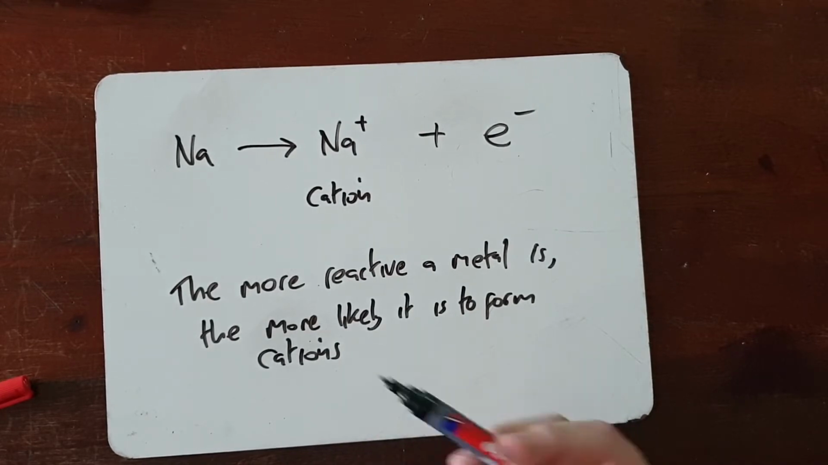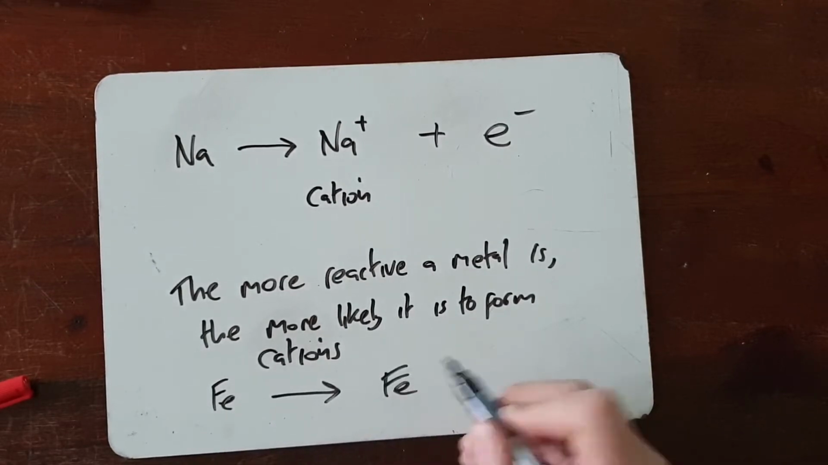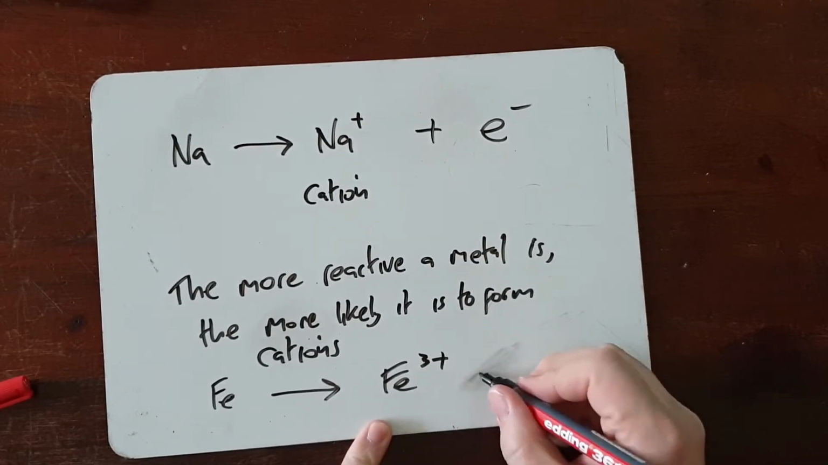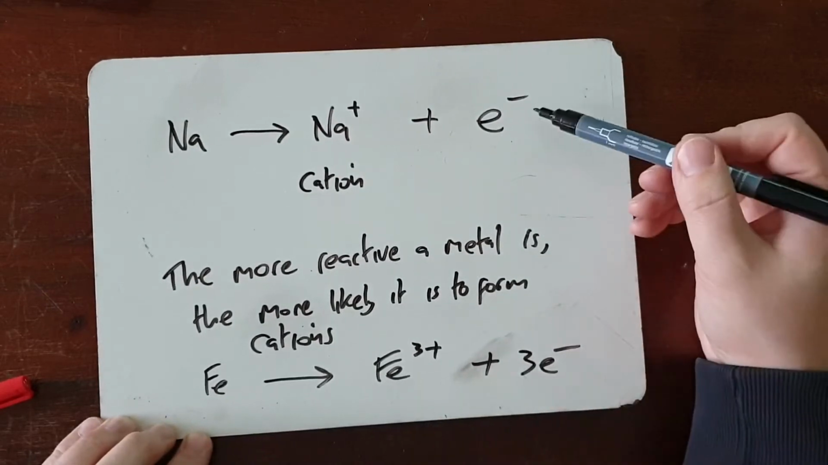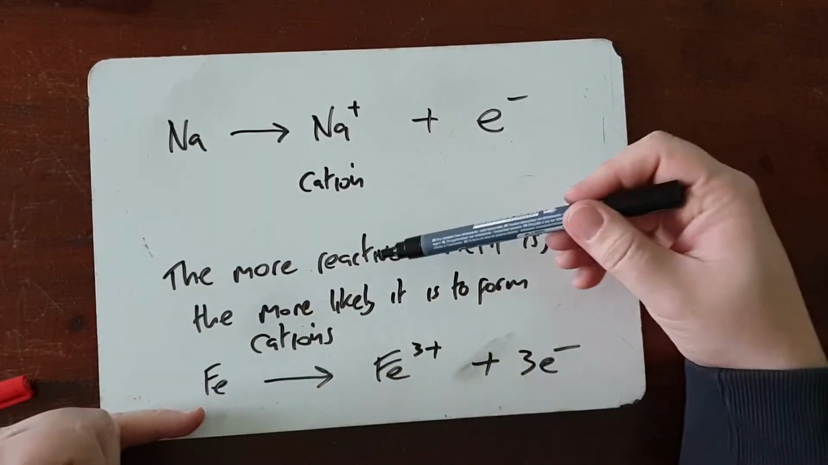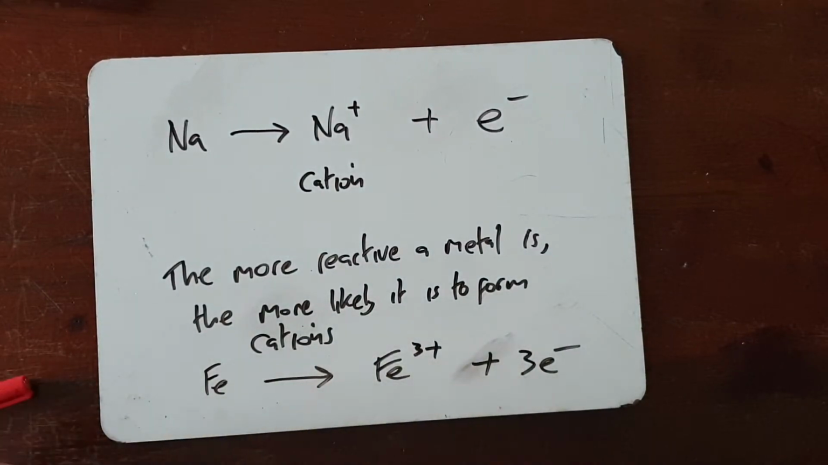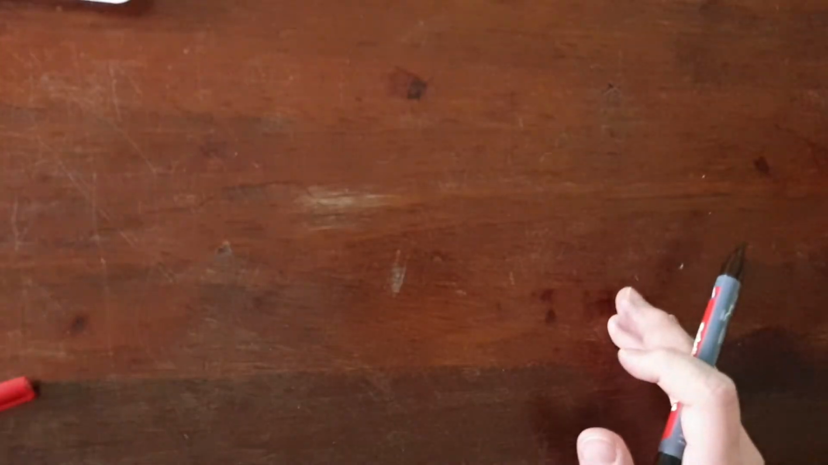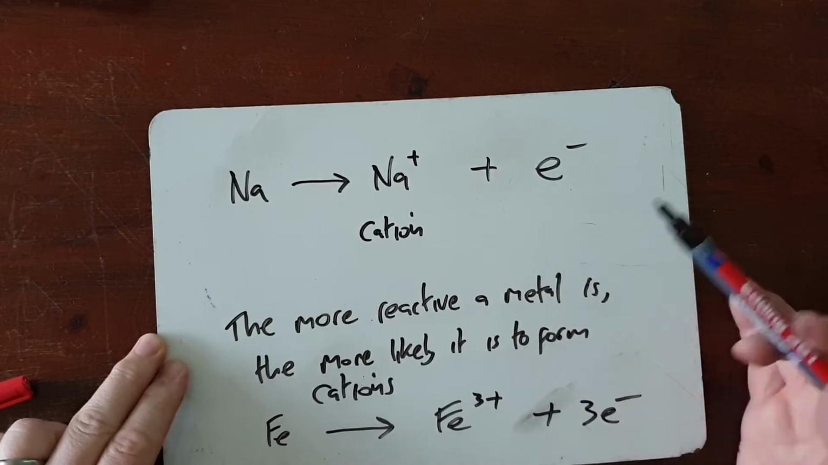Less reactive metals, so if I pick iron, Fe, when it reacts there's a few options here. I'll go with 3+, Fe3+, and 3 electrons here. That does happen, but it doesn't happen anywhere near as easily as this one. So iron is less reactive, so it's less likely to form Fe3+. And then gold is really unreactive, so it's incredibly unlikely to form a cation. Right. So if you look, what actually is this? It's lost an electron, which means it's been oxidized.